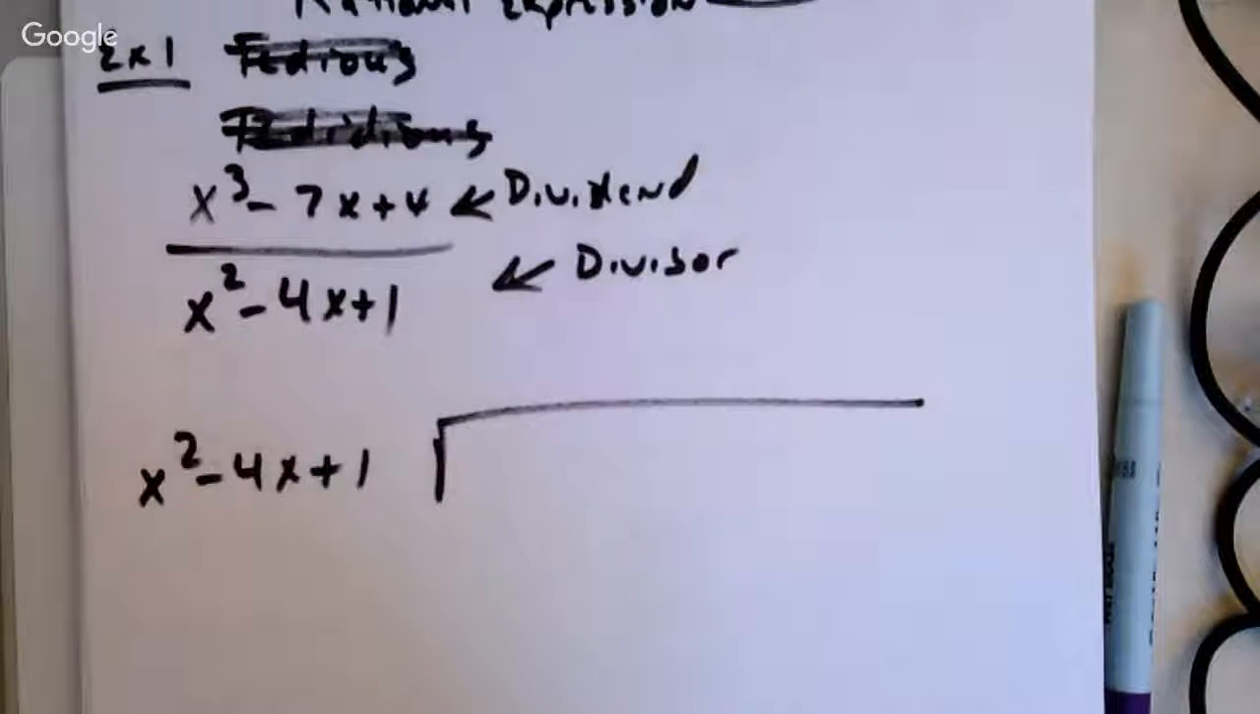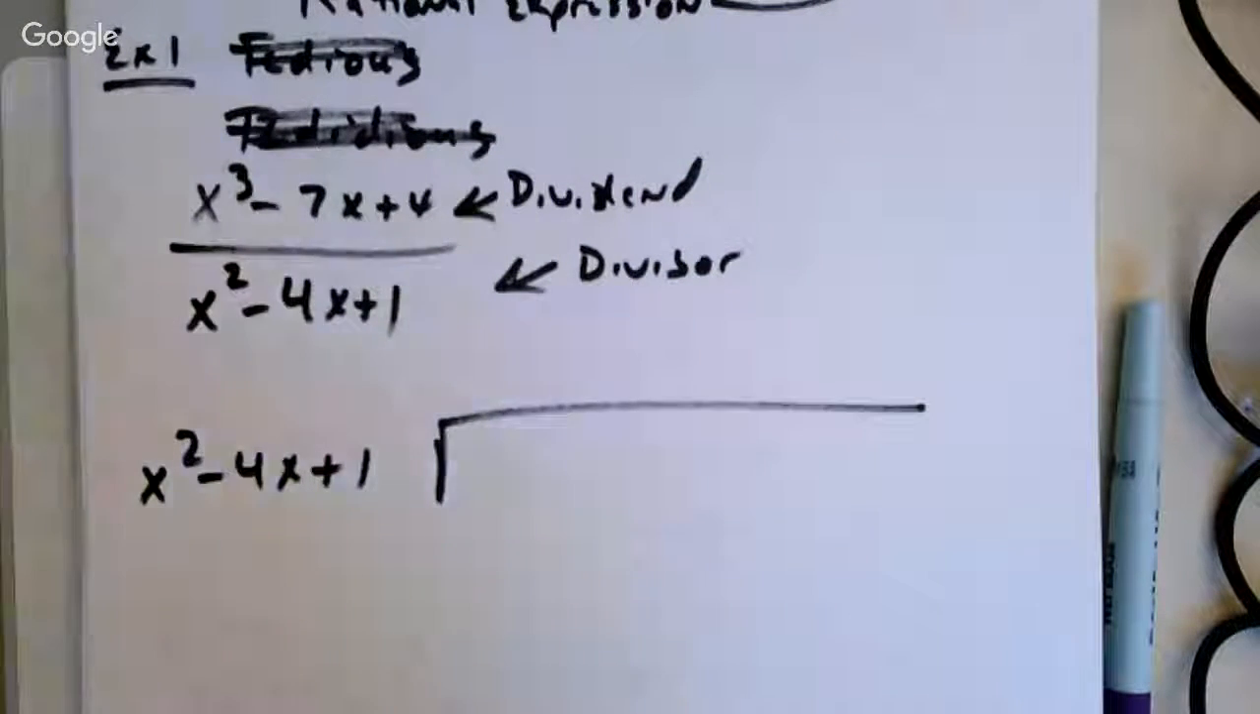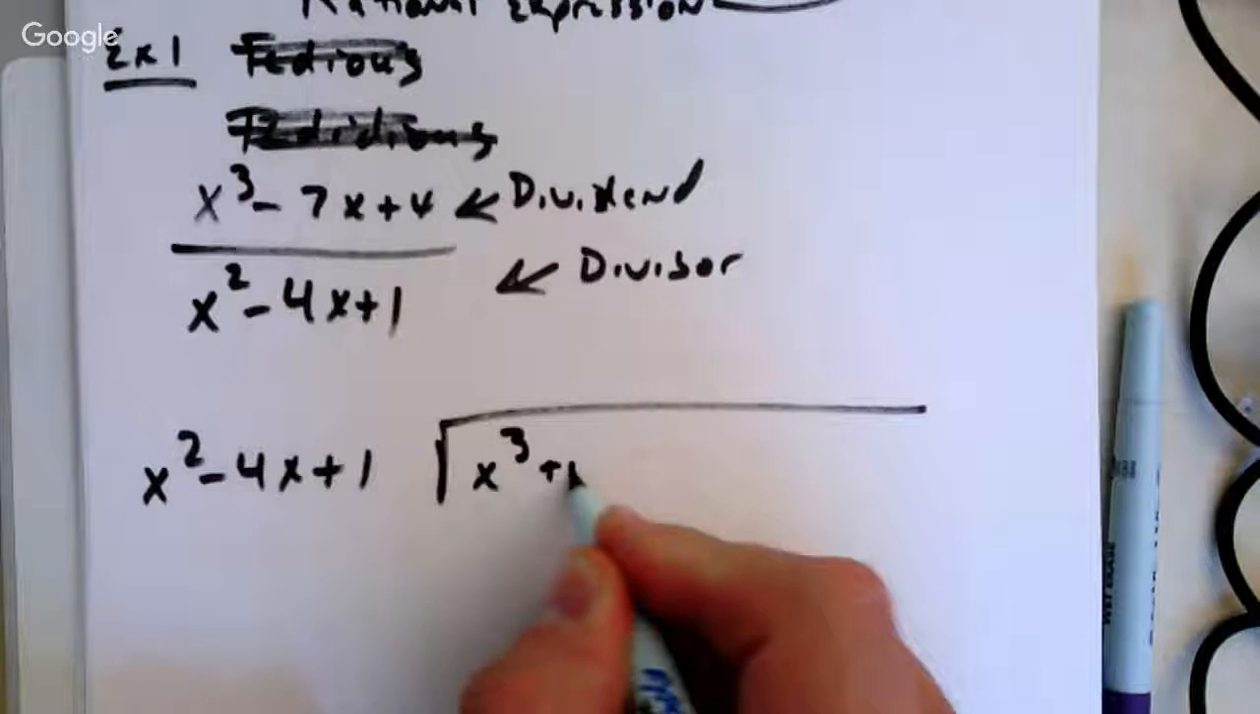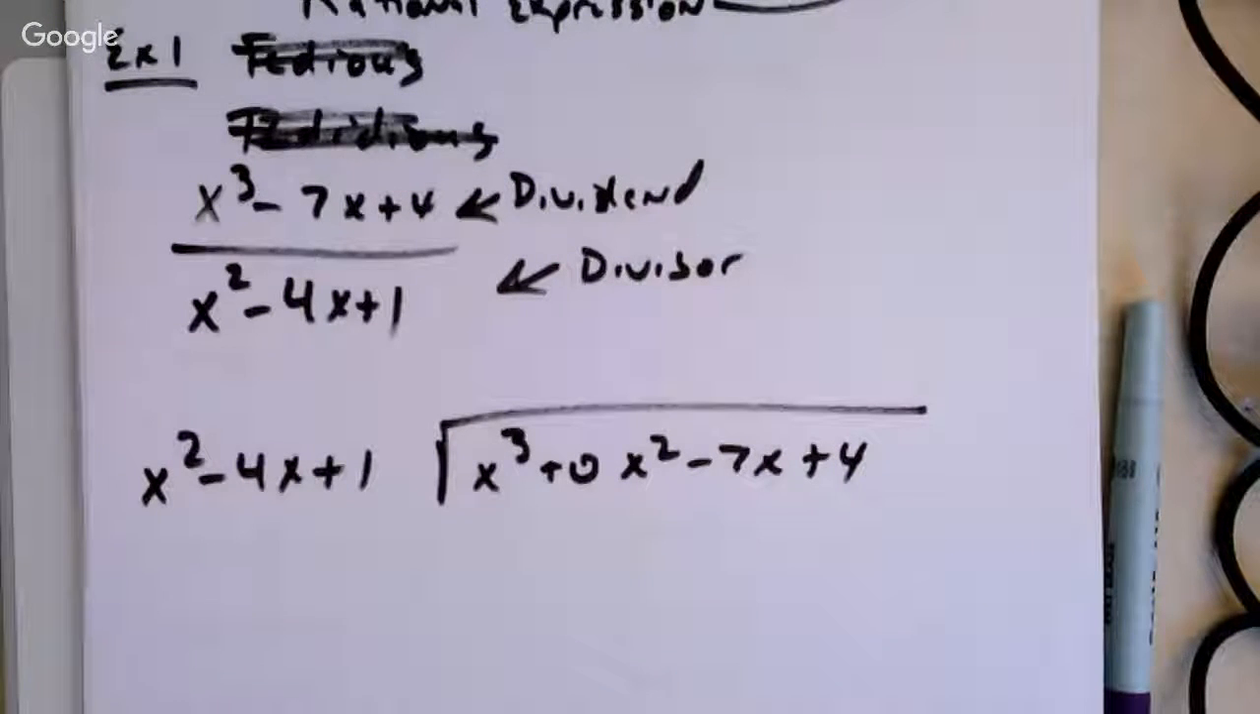Think 1008. I have to be able to hold the places, right? So I've got x cubed, but I don't have any x squareds, so I have to hold that place with a 0. So x cubed plus 0x squared minus 7x plus 4. Because just like 1008, if I only write the ones that are non-zero, I get 18. In this, I have to hold the places of the zeros as well. Stop and check up. Questions on that?